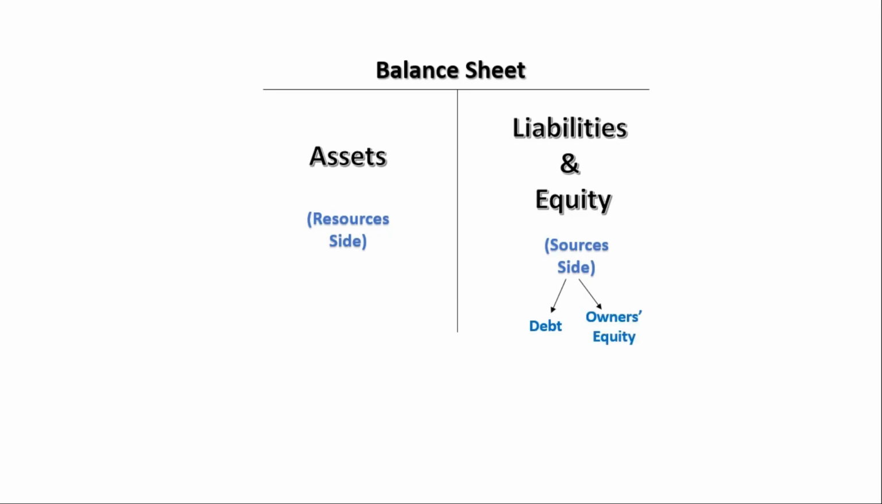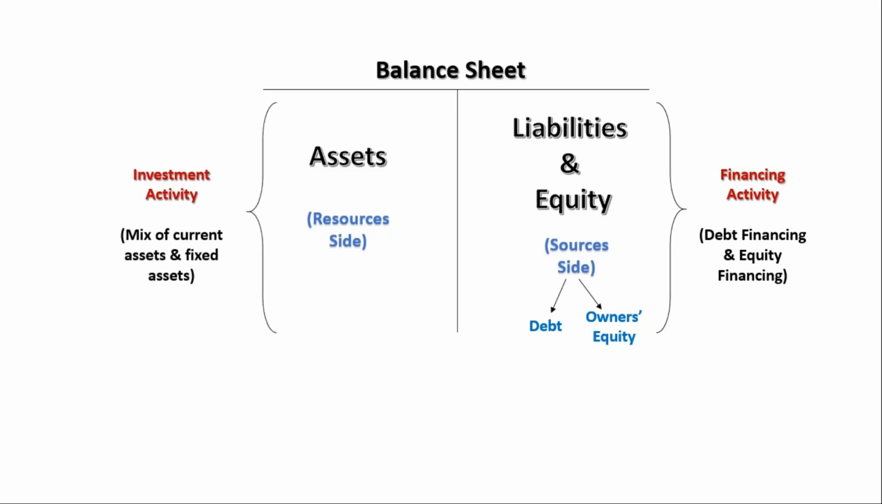And there are two main sources of finance: debt source and the equity finance, or the equity source. Debt source means the liability financing, and the equity source means investment by the owner. So this debt financing and equity financing is known as the financing activity. So once we are able to generate the sources for the organization, what we'll do, we'll buy resources for the organization, and this resources side is known as the investment activity.